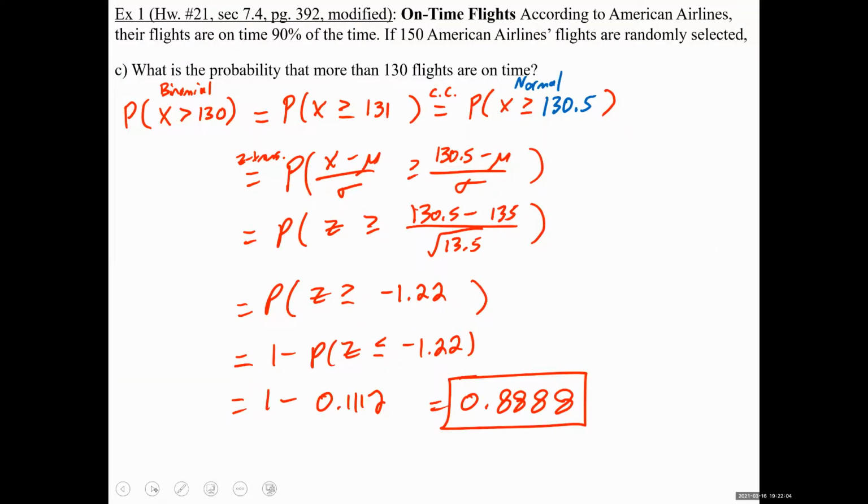Okay, let's go to part D. What is the probability that fewer than 125 flights are on time? All right, I need notation. Someone tell me the notation. Probability of X less than 125. Yes. And again, it's very important you get the notation right. Is it less than, or equal to? So fewer means less. Okay, so it can't be 125, it has to be less. And again, I'm going to write down the word binomial.